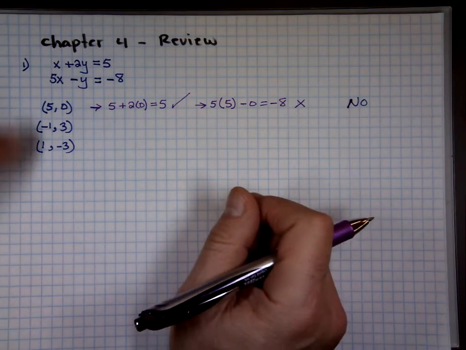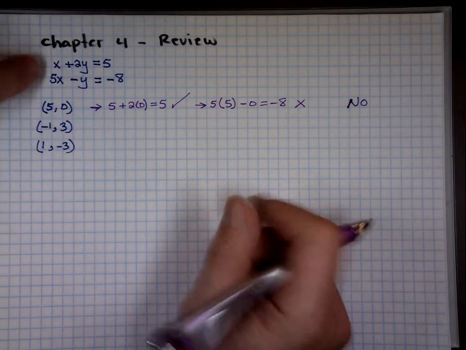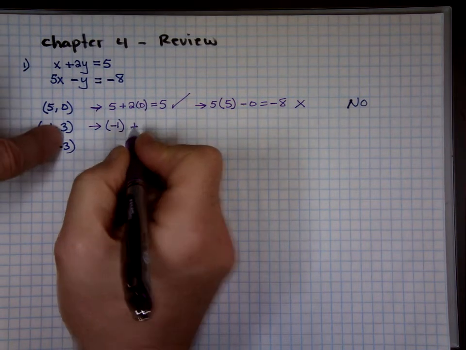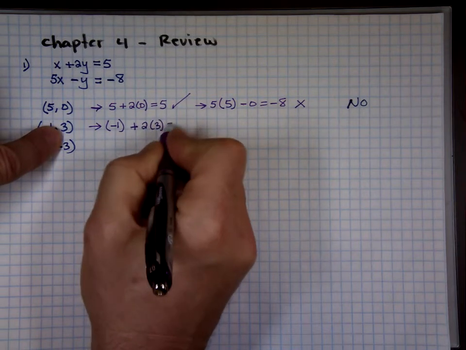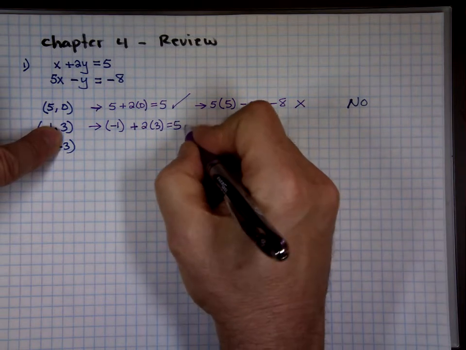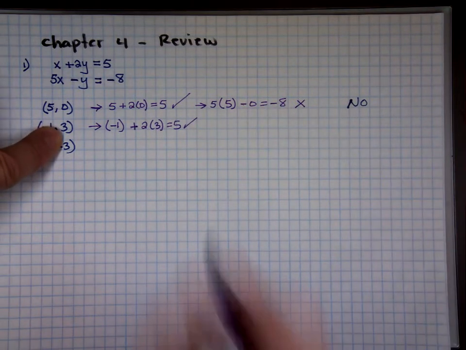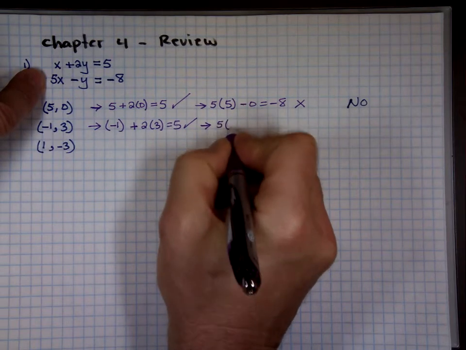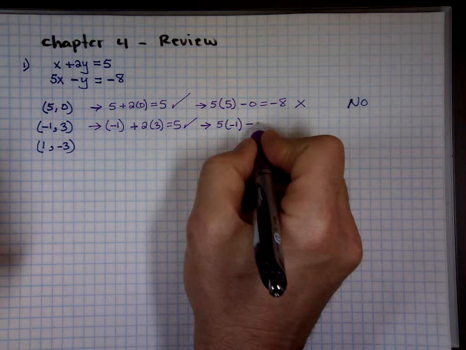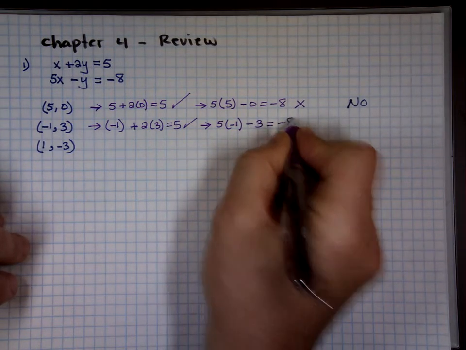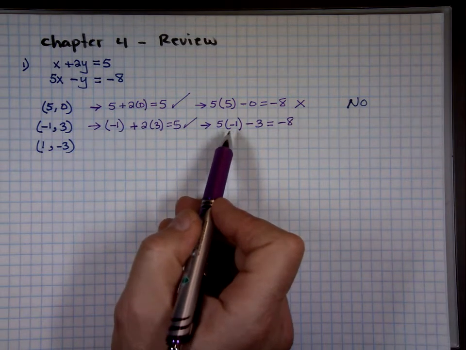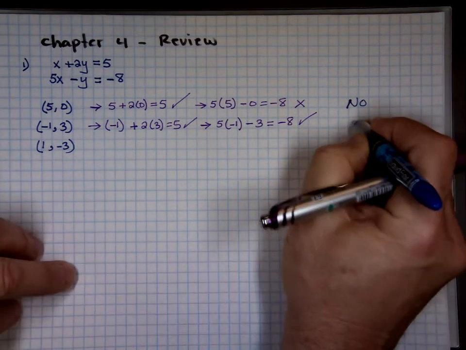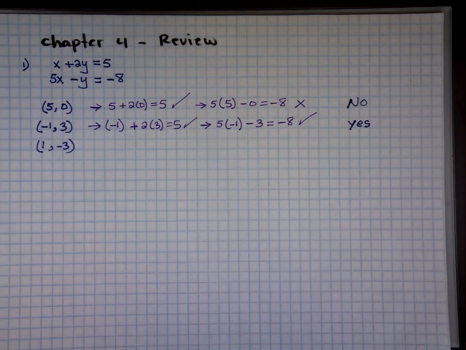Let's try the minus 1 and 3. Again, replace x with minus 1, replace y with 3. Minus 1 plus 2 times 3, is that equal to 5? Yes, that's minus 1 plus 6, that's a 5. Let's try the second equation. 5 times minus 1 minus y, which is 3. Is that equal to negative 8? Negative 5 minus 3, negative 8. That is a yes. So it's a yes and a yes, which means that point is a solution. It has to be yes to both.